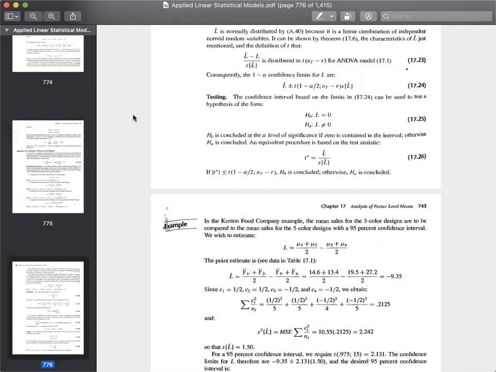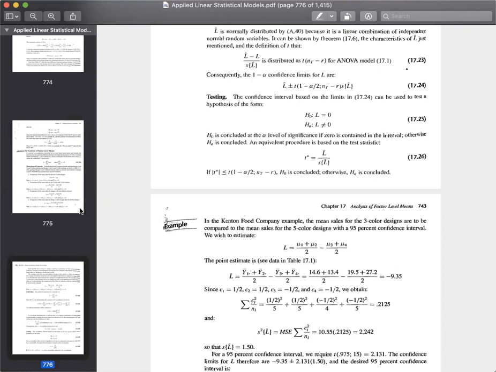An equivalent procedure is based on the test statistic, where t star equals L hat over s of L hat. If the absolute value of t star is less than or equal to t of 1 minus alpha over 2 with n_T minus r degrees of freedom, the null hypothesis is concluded. Otherwise, the alternative hypothesis is concluded.